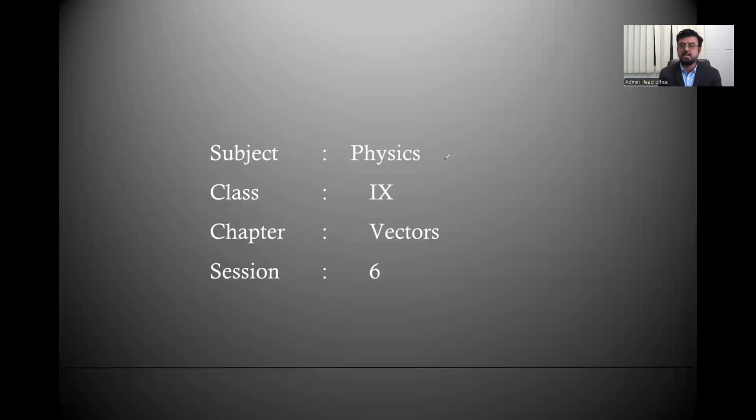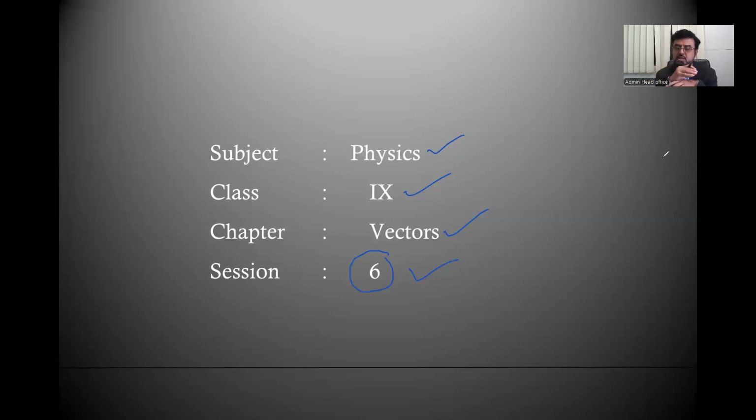As you can see on the screen, and you are well aware, my subject is physics. We are in class 9th, our ongoing second chapter, vectors, and we have entered session number 6. So far, we completed 5 sessions in understanding the basic concept of vectors, types of vectors, and how to add and subtract vectors. That is vector addition by various laws and subtraction based on the direction. Right? So we continue where we left in the last class.